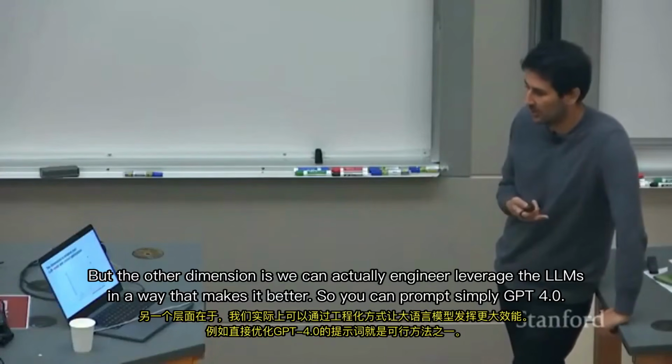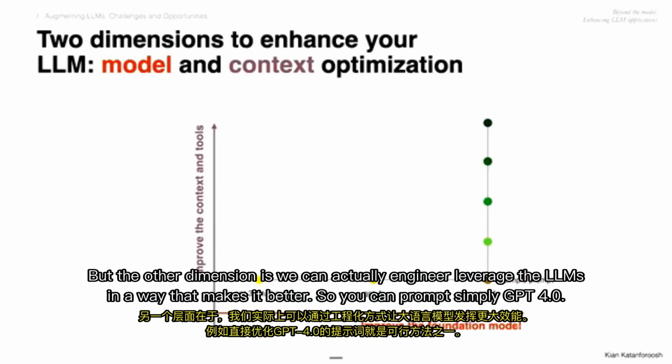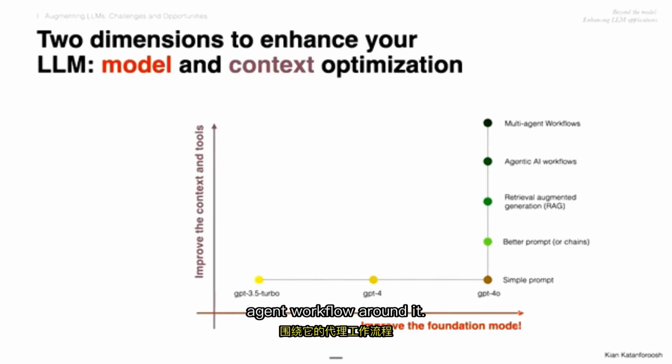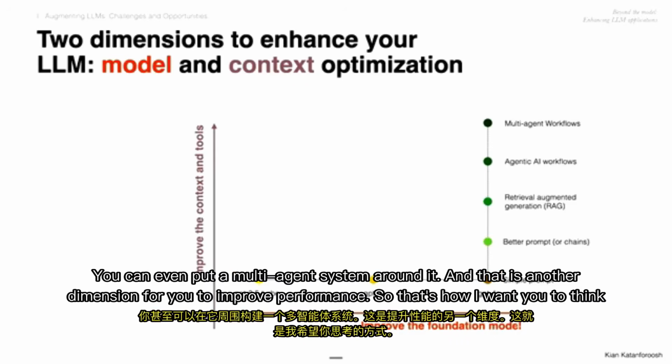But the other dimension is we can actually leverage the LLM in a way that makes it better. So you can prompt GPT-4o simply, you can change some prompts and improve the prompt, and it will improve the performance. It's been shown. You can even put a RAG around it, you can put an agentic workflow around it, you can even put a multi-agent system around it. And that is another dimension for you to improve performance.